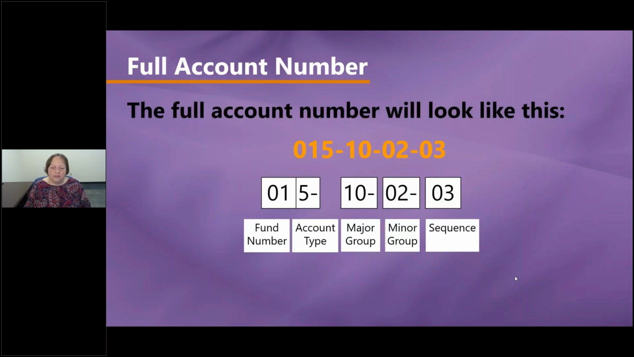So this is what your full account number would look like. This is an income account, so it's a 015, right? The 01 is the fund, that's my church. The 5 is the account type, that's my income. Major group, let's say, is education. Minor group is Sunday school.